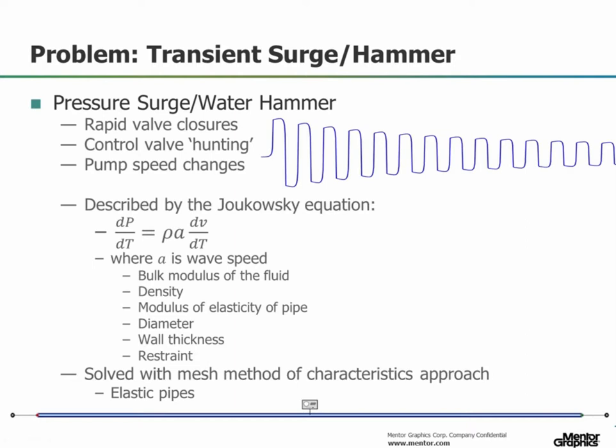The amplitude of the pressure wave is described by the Joukowsky equation, where the pressure is proportional to the wave speed of the fluid-pipe combination and the rate of change of velocity. The wave speed is a factor of material properties of the fluid, of the pipe, and also the size of the pipe and how it's supported. In Flowmaster, we solve the propagation of the pressure wave by subdividing the pipe into many segments and using the method of characteristics approach to solve the one-dimensional propagation of pressure along the pipe.